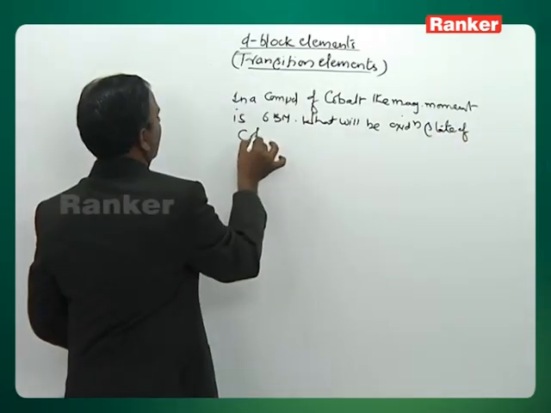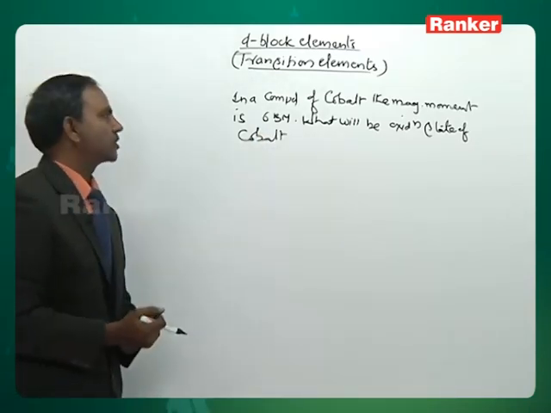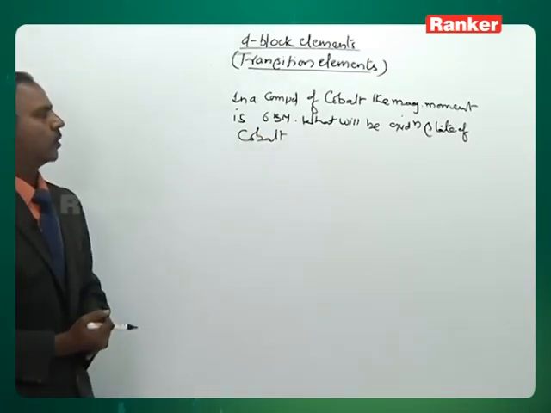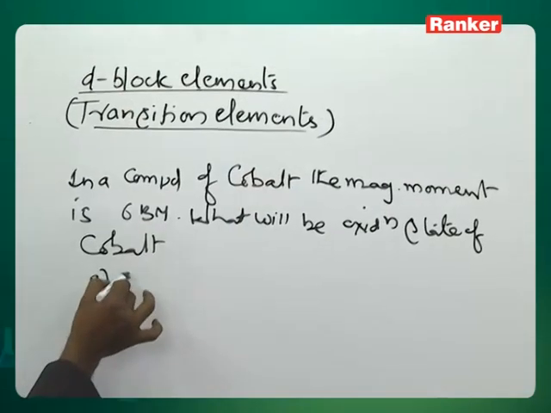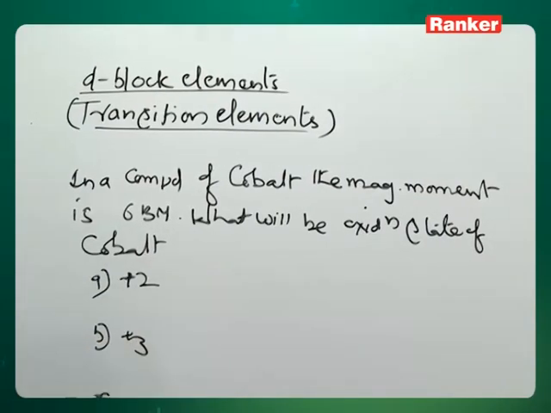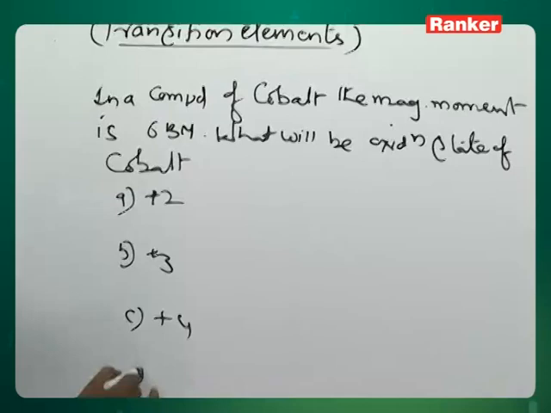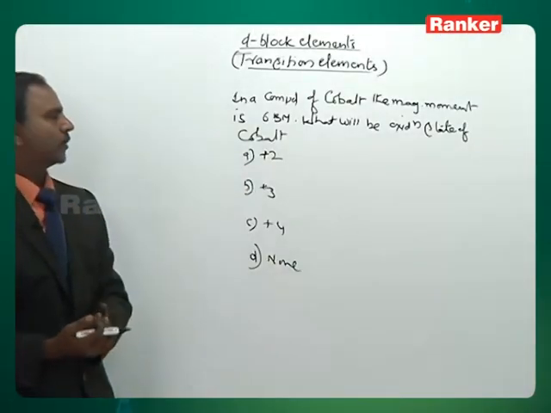Oxidation state of cobalt. In a compound of cobalt, the magnetic moment is 6 BM. What will be the oxidation state of cobalt? Now, A is given as +2, B +3, C +4, D none. Such a question appeared in the examination.